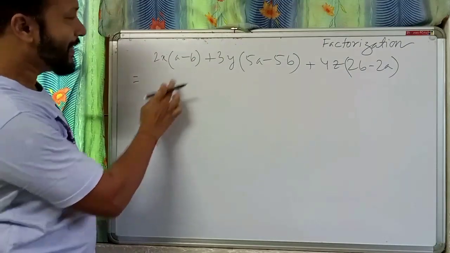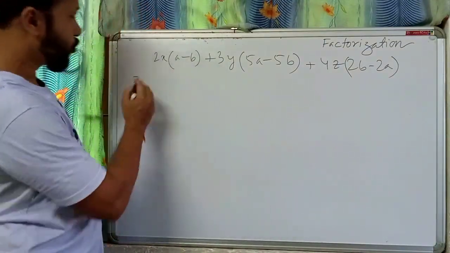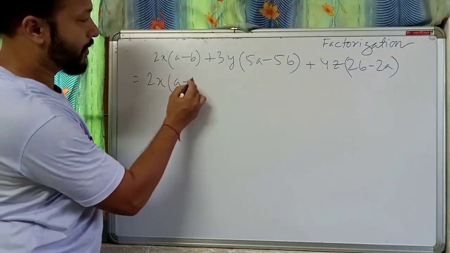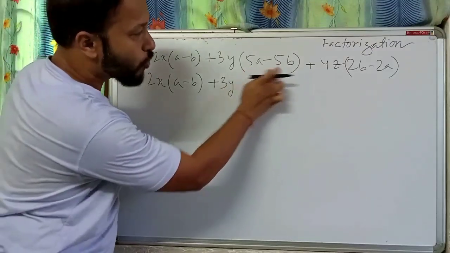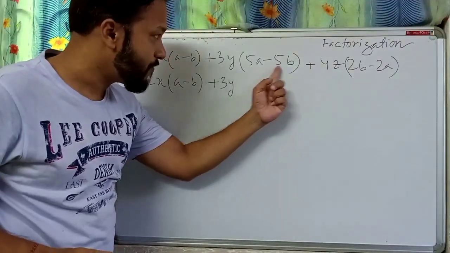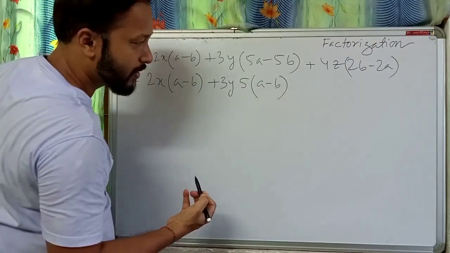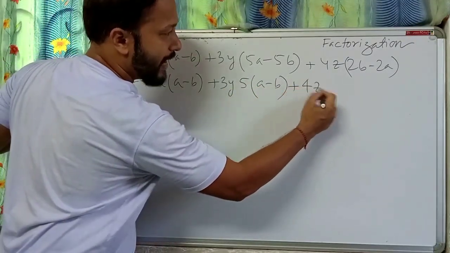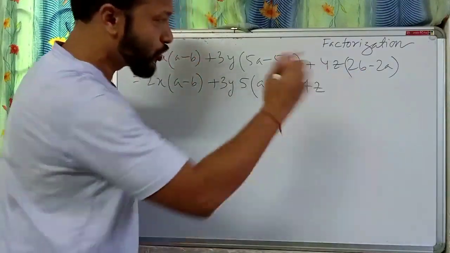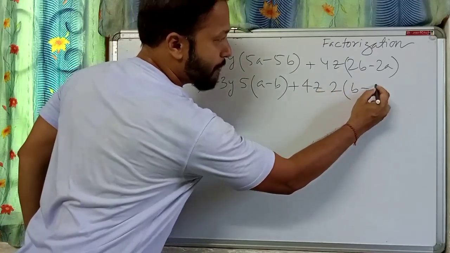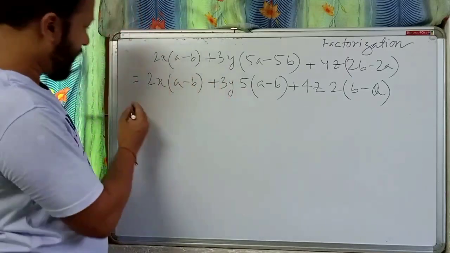First of all, here we cannot take anything common. Nothing is common, so that's why it will remain the same, plus 3y. See here, 5 is common, so I am taking 5 as common. That is a - b. Plus 4z. What is common here? Yes, correct, 2 is common. So I am taking 2 common, that is b - a. Any doubt? Clear? See next.